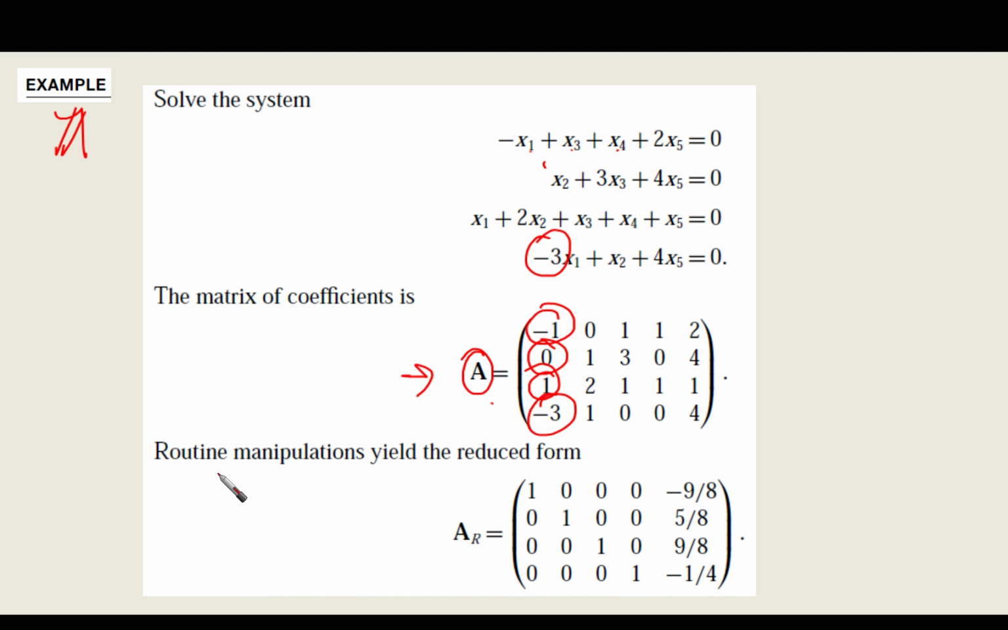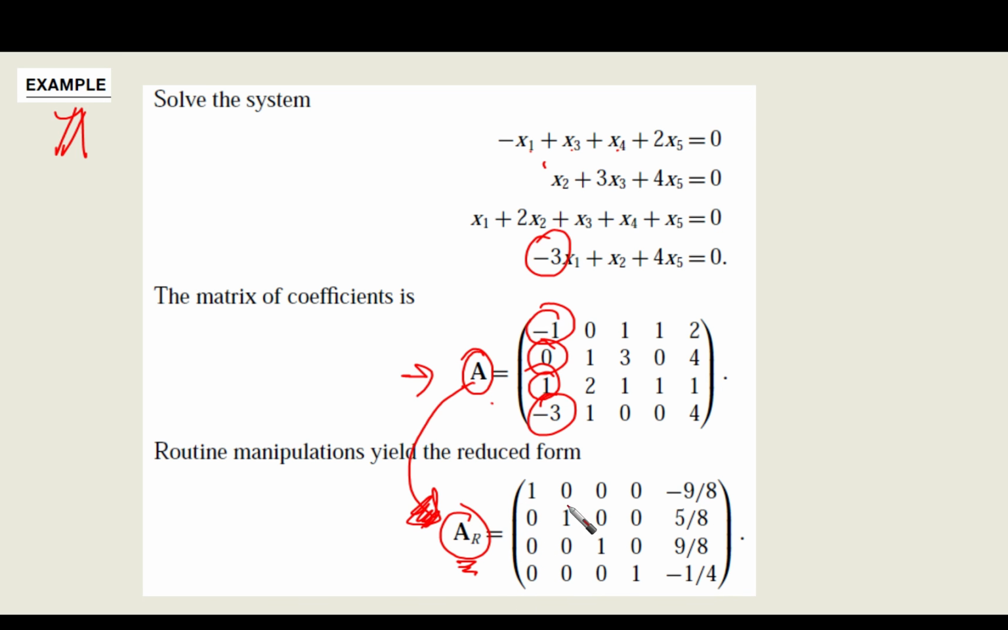Now routine manipulations are used in order to change this to AR. Please, as I said many times, stop the video here and try to work this out by yourself, which is getting the reduced form of the original matrix. I hope that you can get it. Stop the video here, come back and look at what you have done. Okay, now this is the reduced matrix.